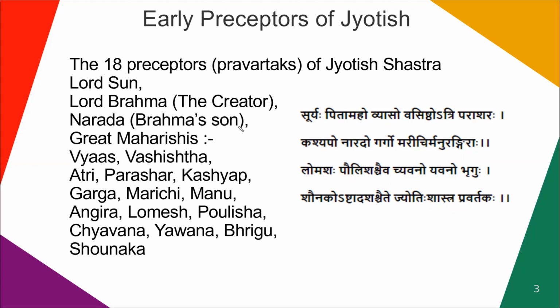We have the names of all the great Maharishis: Vyasa, Vasishtha, Atri, Parashara, Kashyapa, Garga, Marichi, Manu, Angira, Lomesha, Paulisha, Chavana, Yavana, Bhrigu, and Maharshi Shaunaka. All these great Maharishis contributed to the spreading of this great knowledge through their eras.